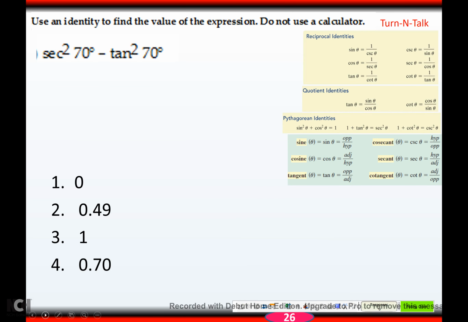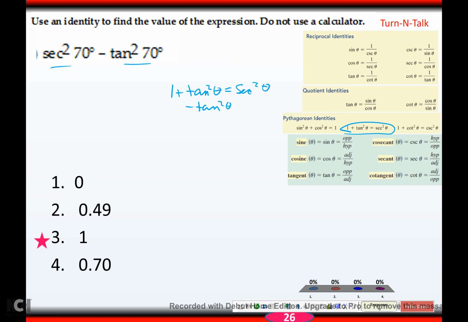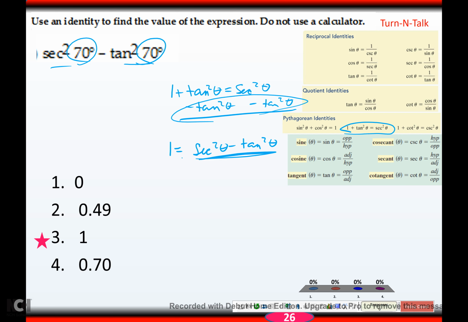Alright, so you try this one. Hit pause, come back when you're ready. And hopefully you got 1. We've got secant squared 70 minus tan squared 70. Well, let's see. Oh, well, looky over here. You have this function, but if I got 1 alone, in other words, if I got tan and secant on the same side, minus tan squared theta, I'd get 1 equals secant squared theta minus tan squared theta. Well, as long as my thetas match, this property says that secant squared theta minus tan squared theta equals 1.